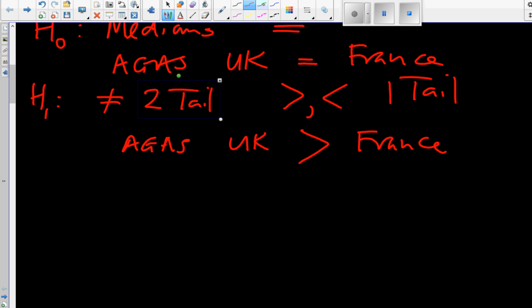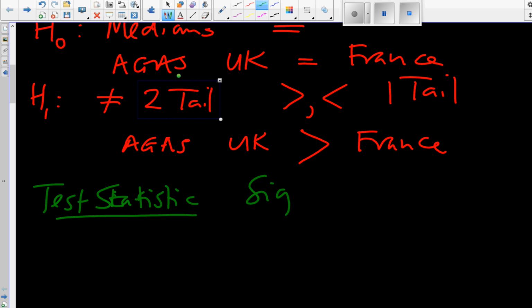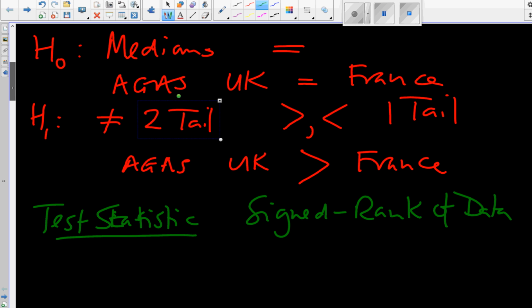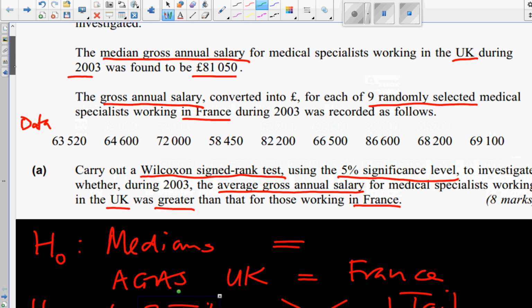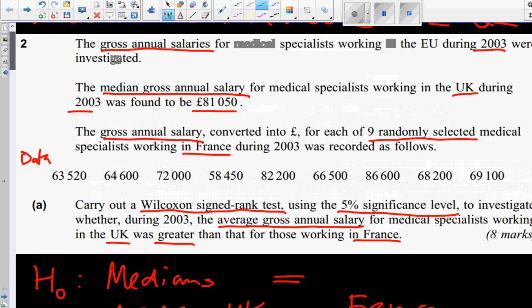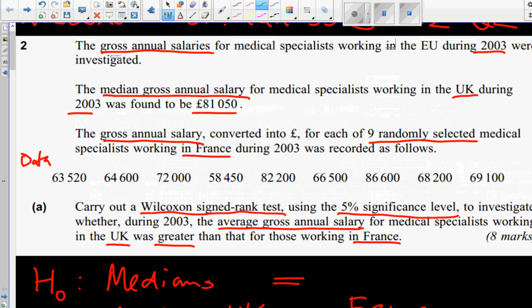So now let's go on and do our test statistic. And as is implied by the name of the test, we're interested in the signed rank of the data. So we've got to go through and rank it and sign it, and then we're going to sum it all up. And if you need to, it's written in the tables. We'll come back and pick that up later on.